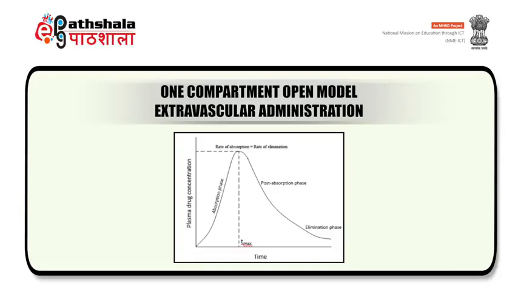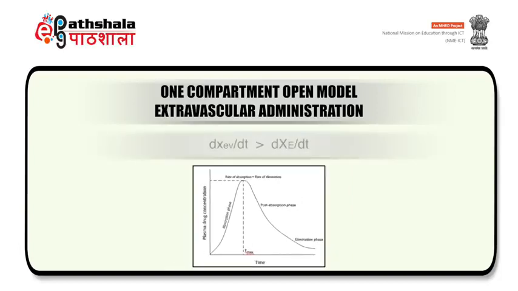In one compartment kinetics, drug plasma concentration profile consists of absorption phase, post-absorption phase and elimination phase. During the absorption phase, absorption rate is greater than elimination rate, that is dXev/dt is greater than dXe/dt. When concentration is maximum, that is Cmax, rate of absorption becomes equal to the rate of elimination, and the change in amount of drug in the body is 0, that is dXev/dt is equal to dXe/dt.